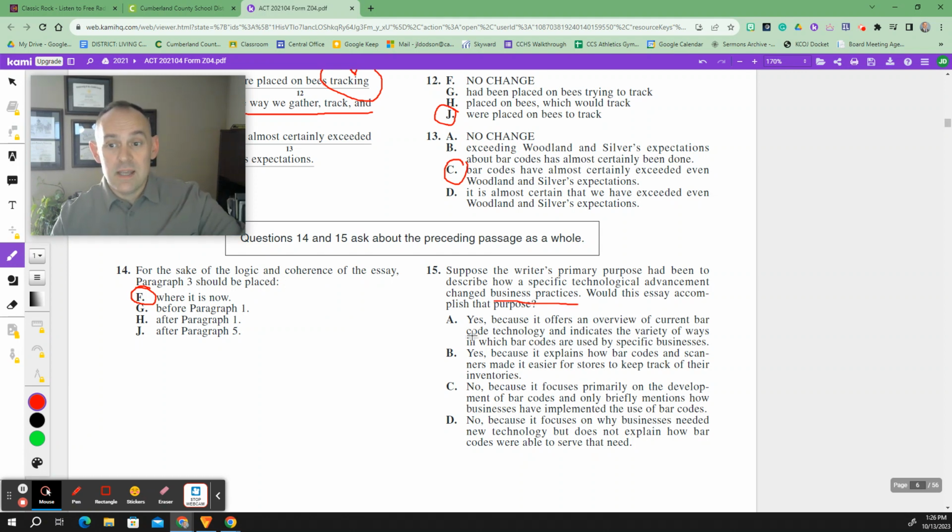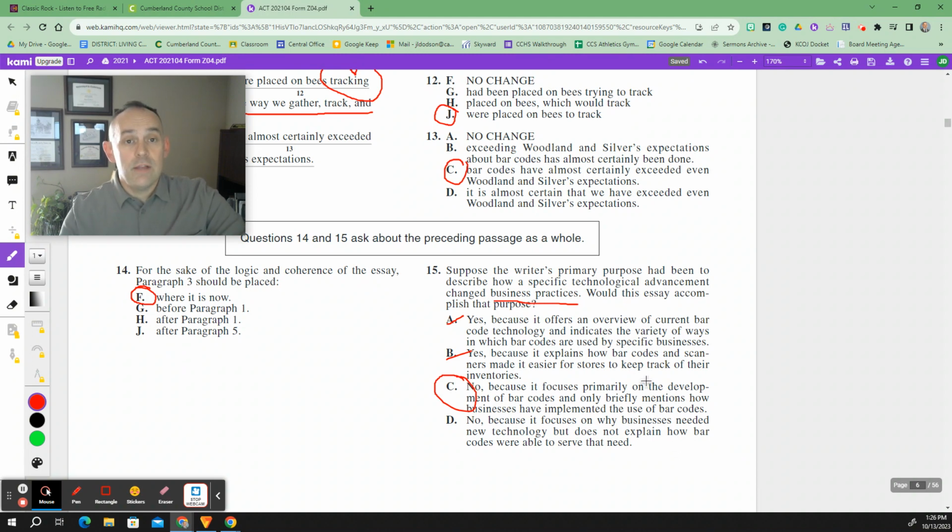So we can eliminate yes because we know no, it doesn't do that. Is it no because it focuses primarily on the development of barcodes, or no because it focuses on why businesses needed new technology? Well, it doesn't give us the why, but it tells us the how. It tells us how barcodes were developed.